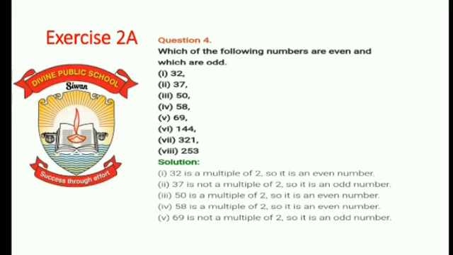We will do 5 parts of this question, and the remaining part you have to complete in homework. First part: 32 is a multiple of 2, so it is an even number. 37 is not a multiple of 2, so it is an odd number. 50 is a multiple of 2, so it is an even number. 58 is also a multiple of 2, so it is an even number. 69 is not a multiple of 2, so it is an odd number.